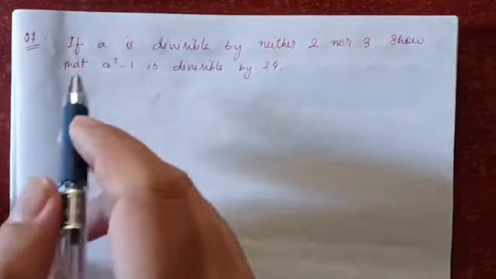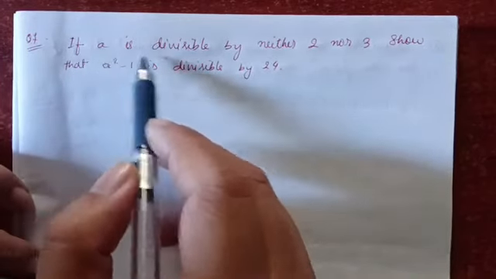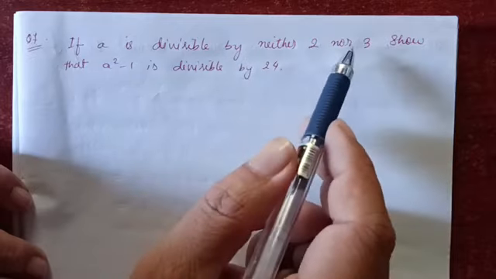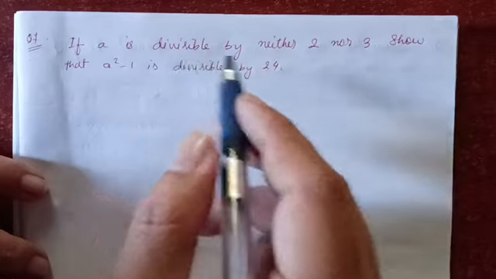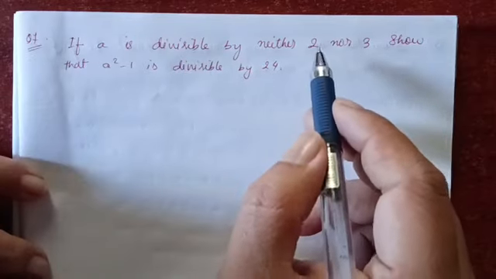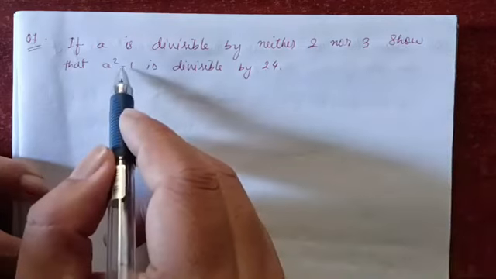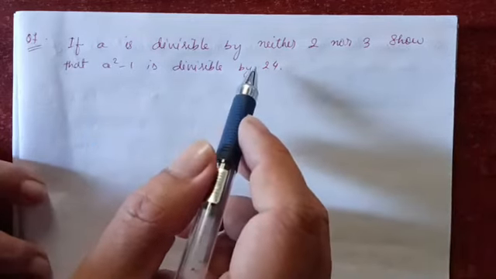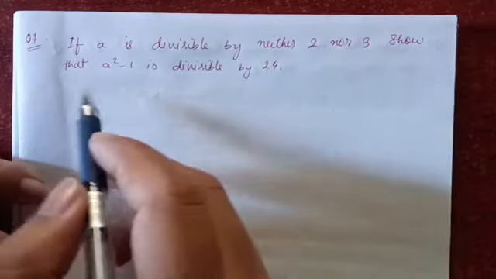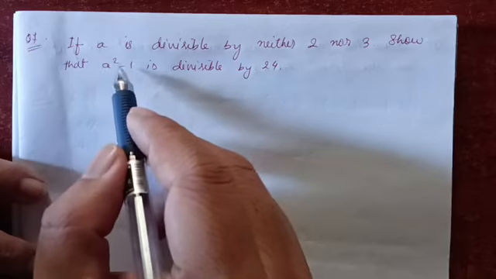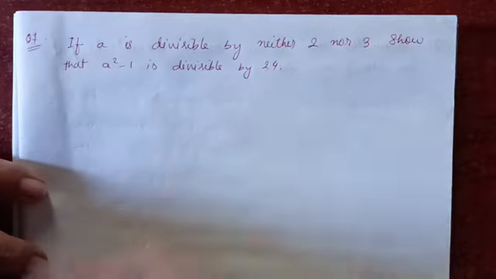Okay, now question number 7. Okay, in question number 7, let us read. If a is divisible by neither 2 nor 3, it means that there is one number a, that number cannot be divided by 2 and 3, right? So that a square minus 1 is divisible by 24. So that number which is not divisible by 2 and 3, when we put in this form a square minus 1, it will be divisible by 24.